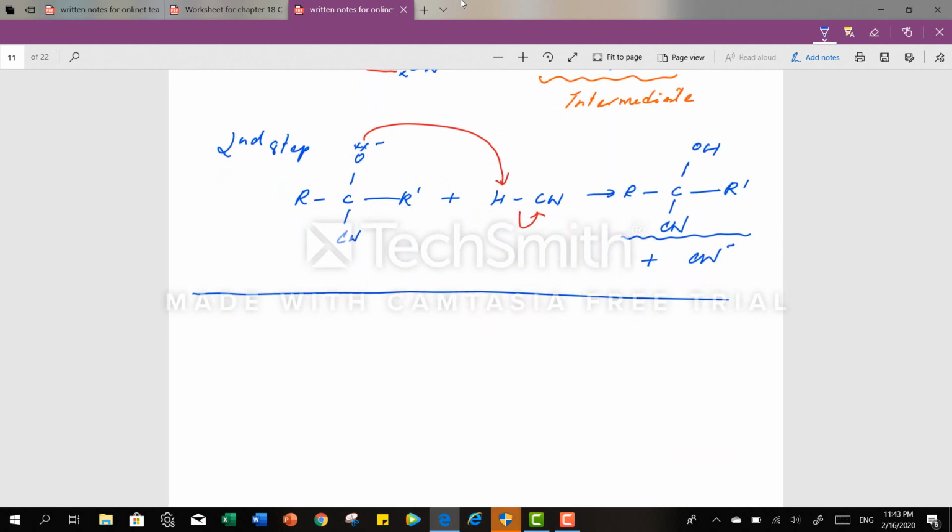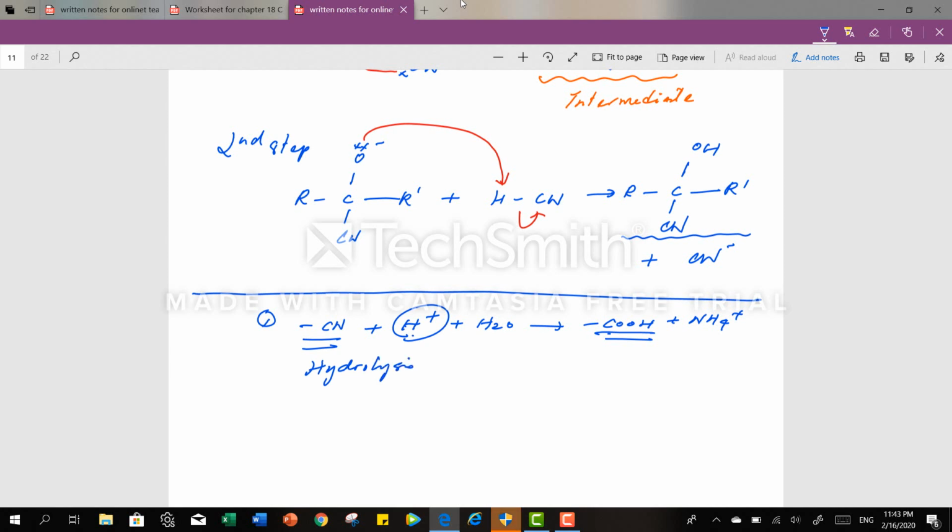And there are two reactions we learned as well besides the nucleophilic addition of HCN. First, we know that the CN group in acidic medium can be hydrolyzed into COOH. Do you remember? Plus NH4+. So basically you have to remember this, okay? This is hydrolysis of a nitrile group in acidic medium.